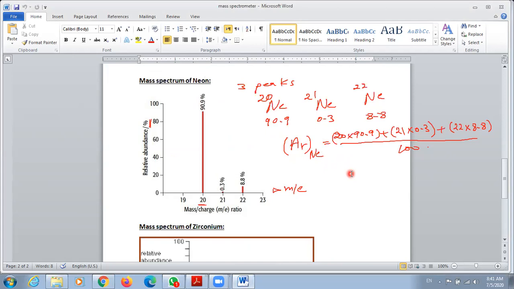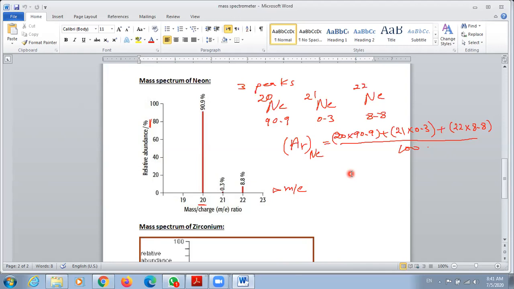Now, for the electrons, suppose neon 20 only has a +1, neon 21 has +1, but then neon 22 has +2. Wouldn't that make the relative atomic mass wrong? Because you can't say that the mass of neon 22 is 11, because that's 22 divided by 2.